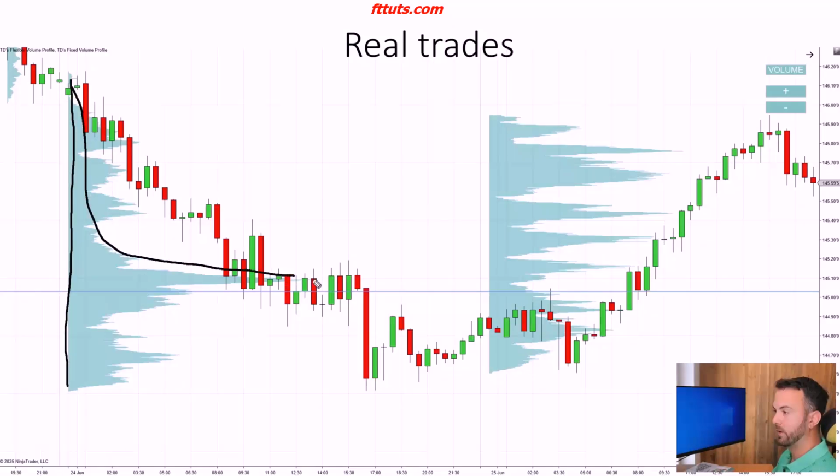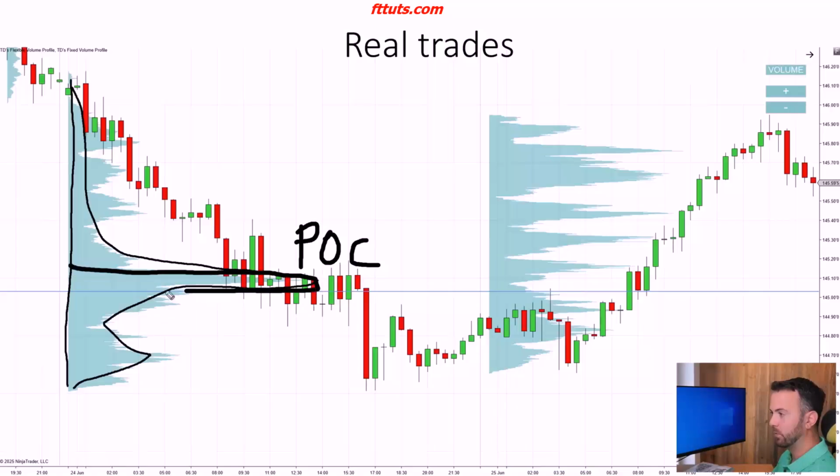And if you look at this profile, there's a point of control that stands out very nicely. This is the point of control. And again, I like to trade from the beginning of that heavy volume zone where the point of control was formed. So it was this level. The price moved away from that point of control, made a pullback, and this is where the price hit that level. And at first touch, this is where I went short.